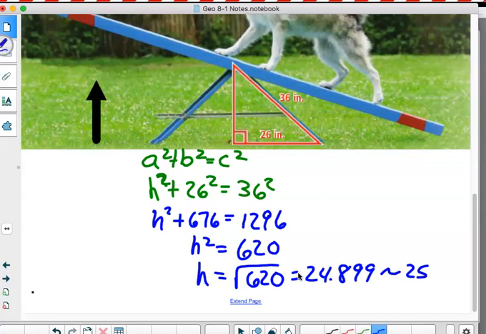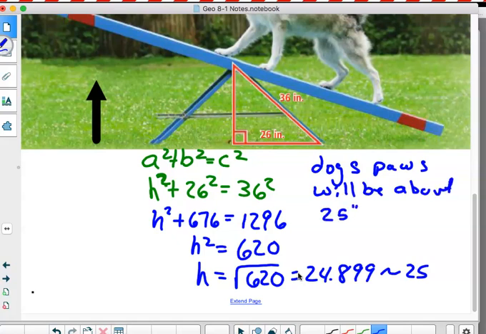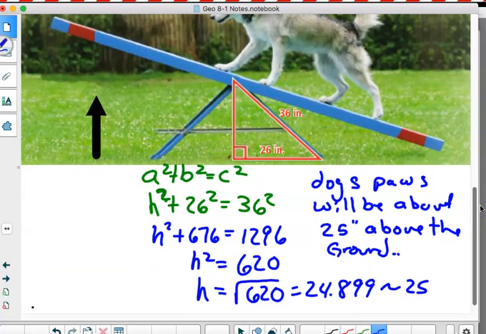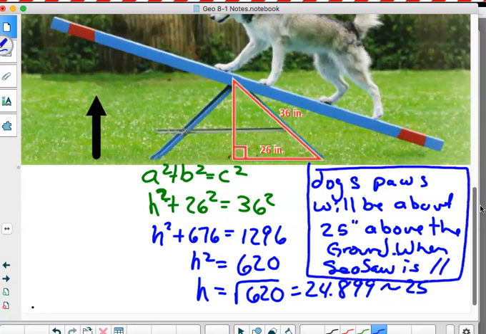How high will the dog's paws be? The dog's paws will be about 25 inches above the ground when the seesaw is parallel. Okay, word question, word answer, and we have supportive evidence for our work for the grader to know, oh, that's where you found it.